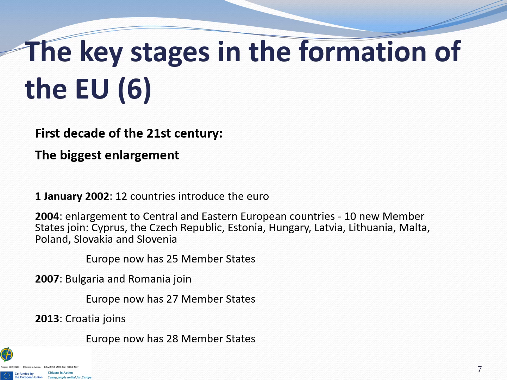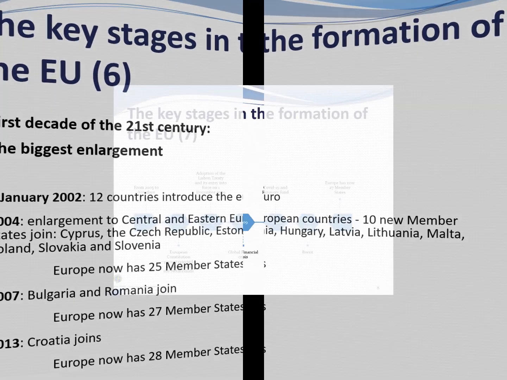In 2007, Bulgaria and Romania joined. Europe now has 27 member states. And in 2013, Croatia joined the European Union. Europe now has 28 member states.